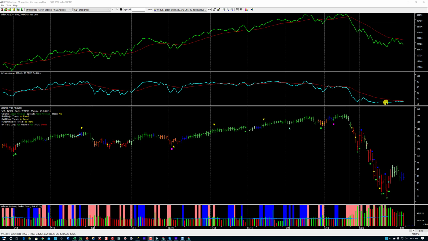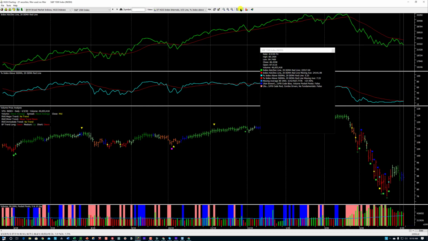Look at this flatlining right here. What's the percentage above the 50-period moving average? I'm going to bring this up. Okay, I brought the window up by clicking right here, and you can see that only 5.2% of the stocks in the S&P 1500 are above their 50-day moving average. Let me point that out to you. It's right here. And that is a staggeringly low number.